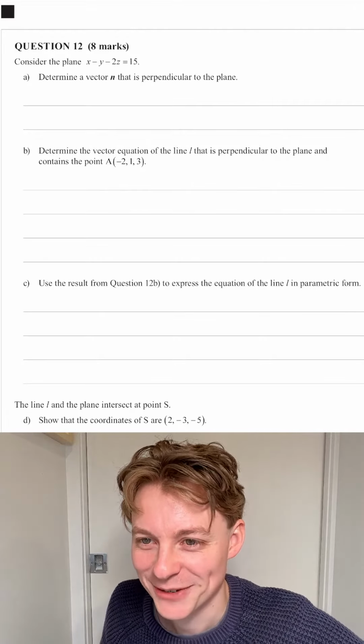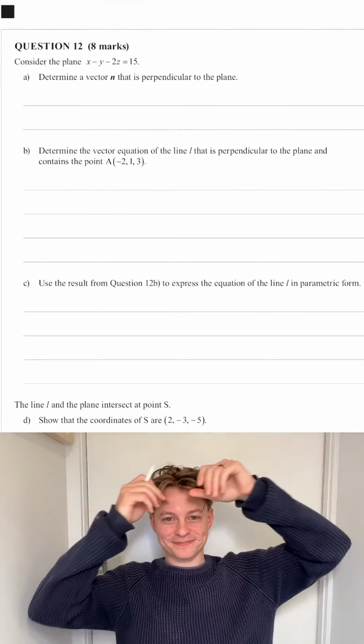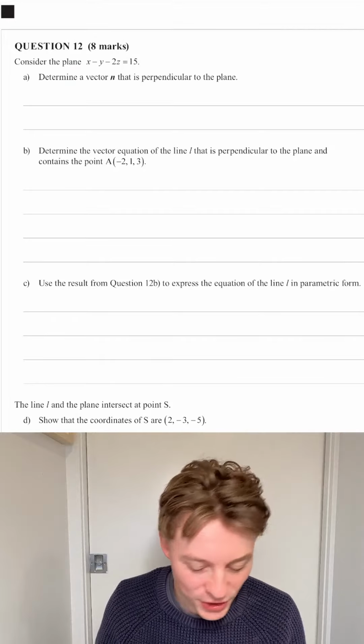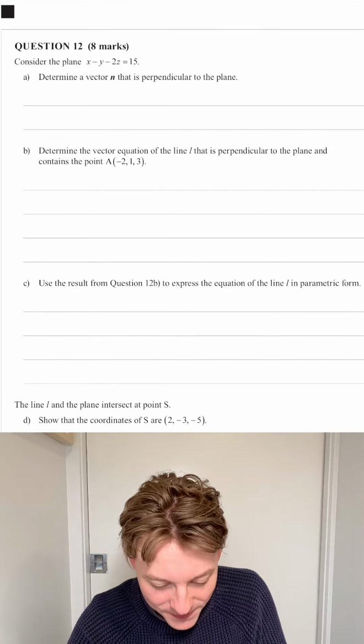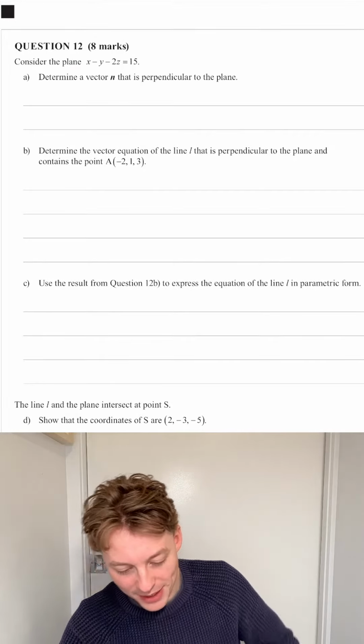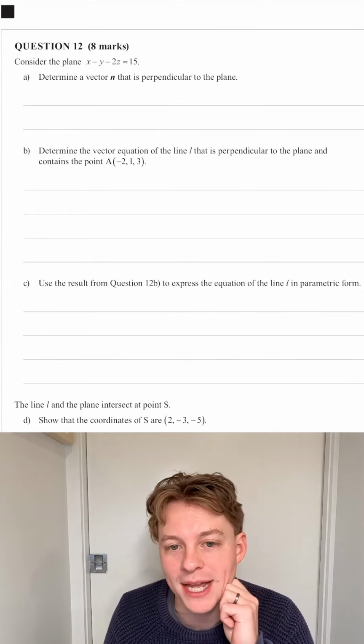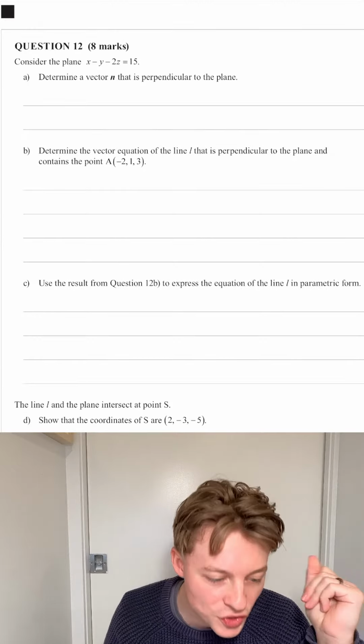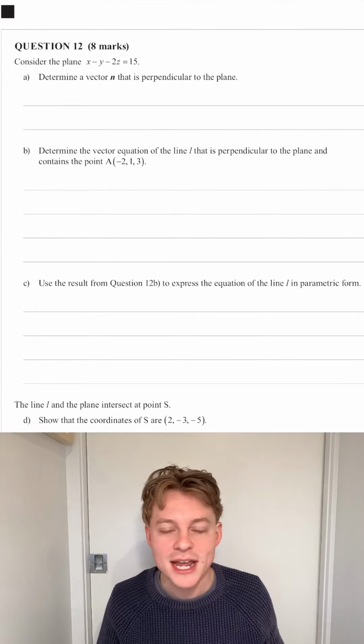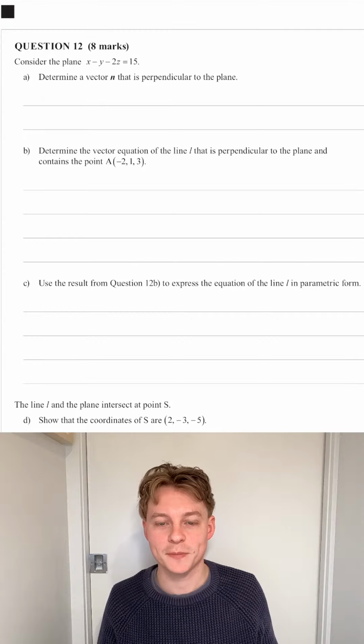Okay. Question 12. We have a plane. I love planes. So, consider the plane x minus y minus 2z equals 15. Determine a vector n that is perpendicular to the plane. This is very like vector theory. Sorry if the click was really loud. This is vector theory 101. Okay? I should know.